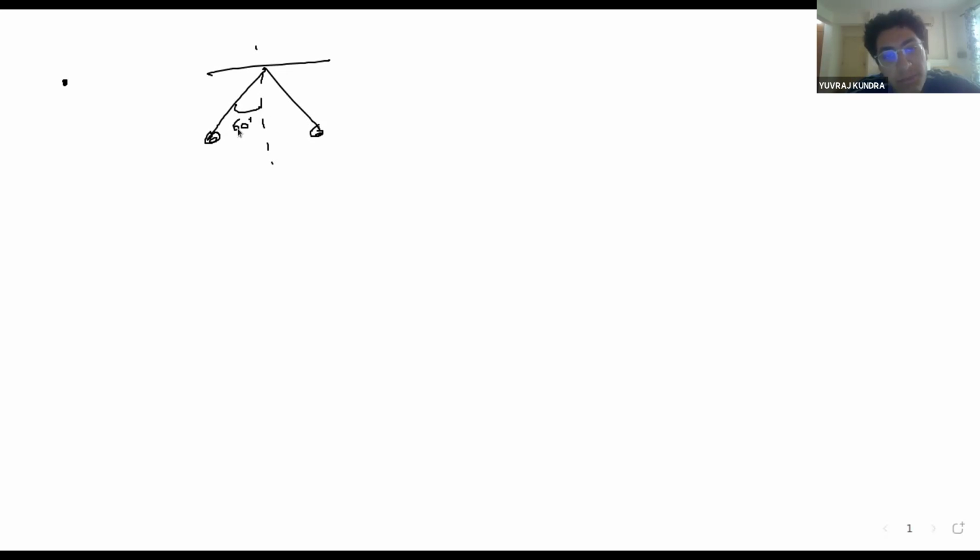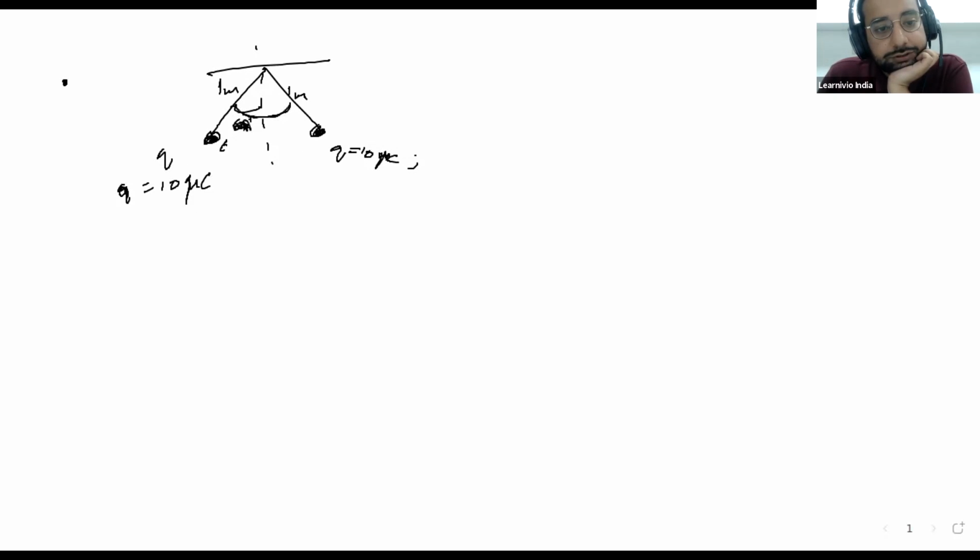Two small spherical balls, each carrying a charge q is equal to 10 microcoulomb, are suspended by two insulating threads of equal length 1 meter each. So we have been given the length 1 meter and charge as 10 microcoulombs, and the two spherical balls at a point fixed in a ceiling. It is found that in equilibrium the threads are separated by an angle of 60 degrees. So theta is given as 60 degrees. This full thing is 60 degrees. Okay, one minute, sir.